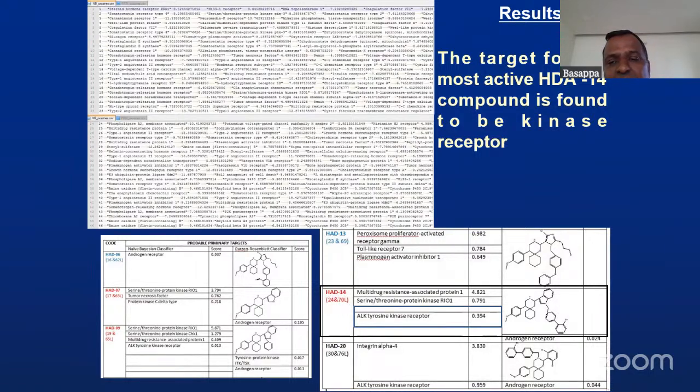So basically it bound to the kinase receptor at day 14. When we obtained the data, with a good score, you can see here the probable primary targets which have been tabulated, at day 14, which could show its similarity pattern with a score value of 0.394.